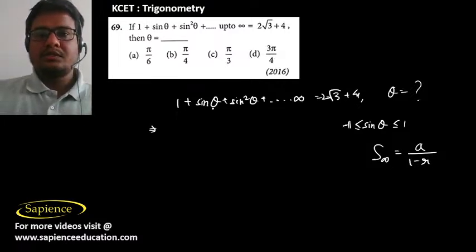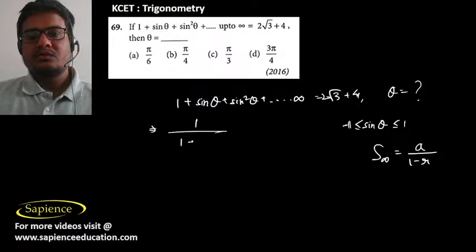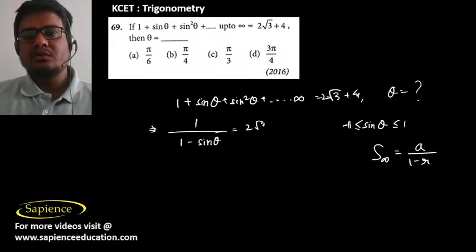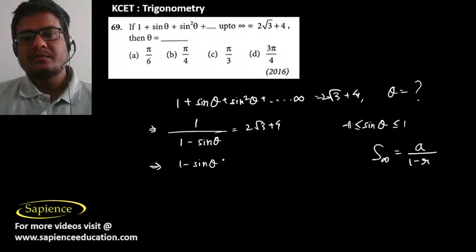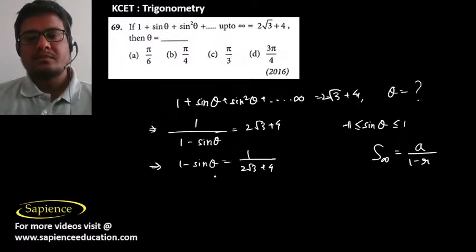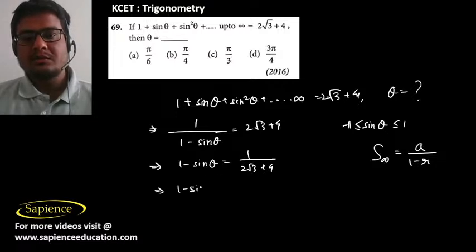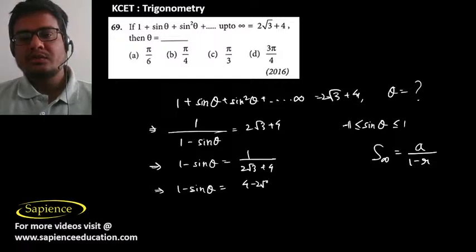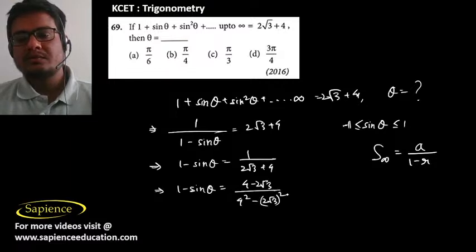So here the first term is 1, and 1 minus the common ratio sine theta gives 1 by 1 minus sine theta, which is 2 root 3 plus 4. So therefore we can write 1 minus sine theta equal to 1 by 2 root 3 plus 4. So 1 minus sine theta can be written as 4 minus 2 root 3 by 4 square minus 2 root 3 whole square.